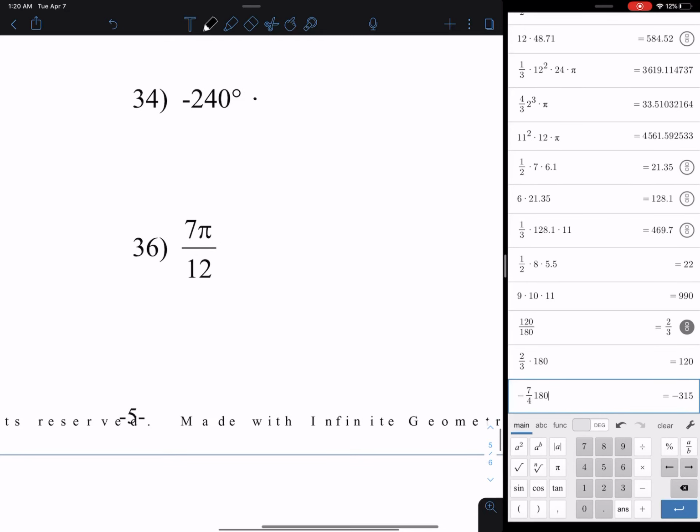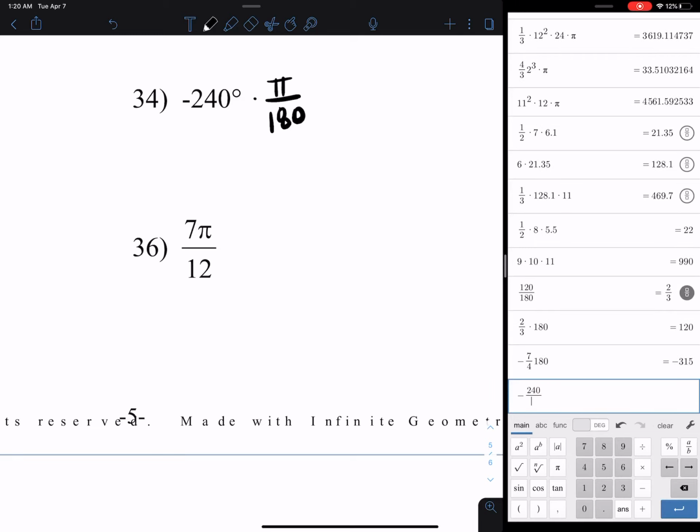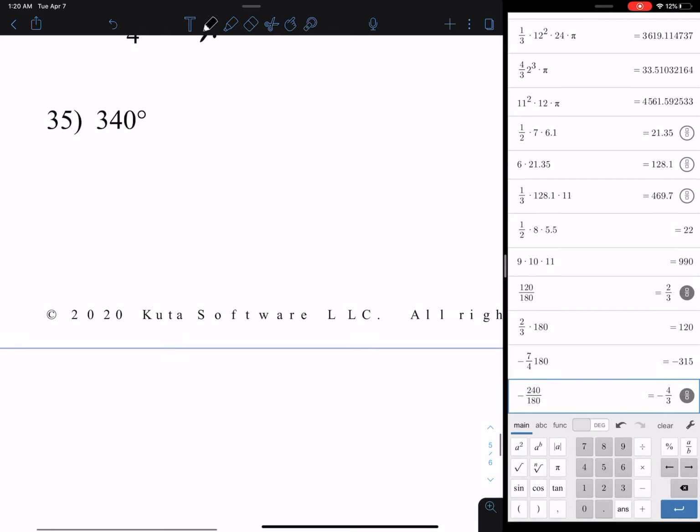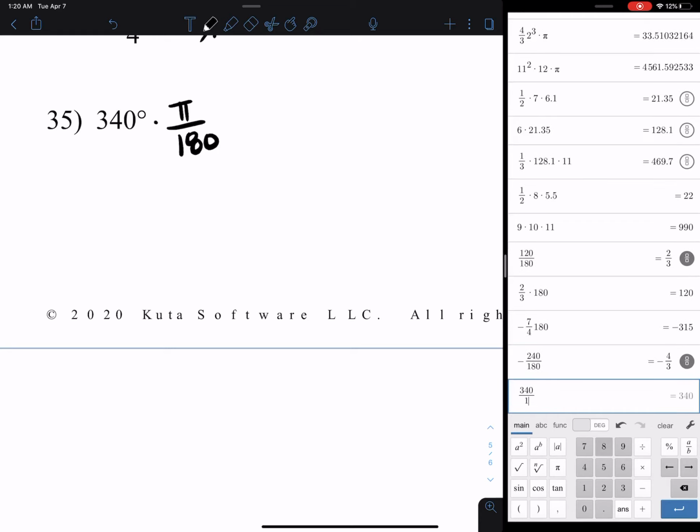The next one, we have -240. So we need a pi in there, so the pi goes on top. So we're going to do -240 divided by 180. Put that into a fraction, so we have -4 pi thirds. Then we have 340 times pi over 180, because we need a pi in there, going from degrees to radians. If I type that into the calculator, we have 340 divided by 180. This is 17 pi ninths.